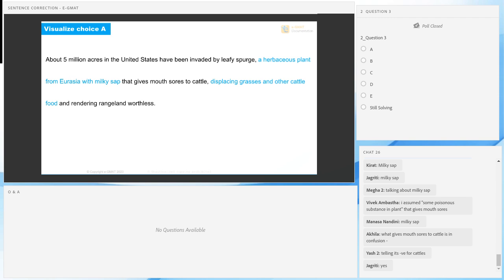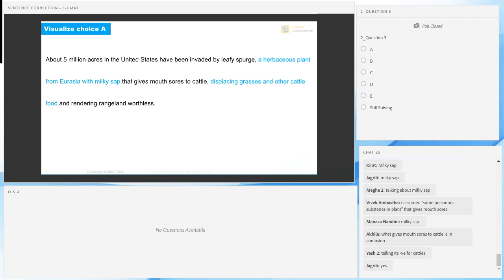So do you see that each part of the sentence that you are reading, you're not reading from a grammar standpoint, you're reading from the knowledge that that part of the sentence is communicating. You're reading it from the standpoint of the knowledge that the author is attempting to impart to you. That's the mindset that we're talking about, and I'm very happy that you all are getting that. So Vivek said, I assume some poisonous substance in plant that gives mouth sores. Absolutely perfect. Really good. Now we see what comes next.